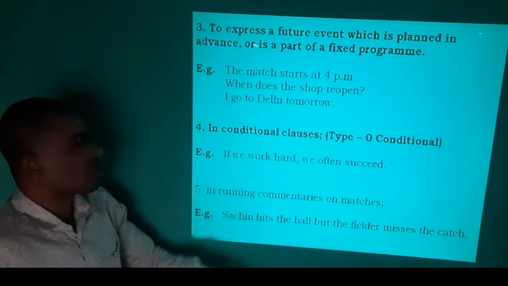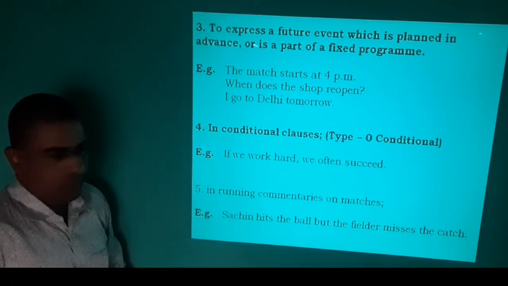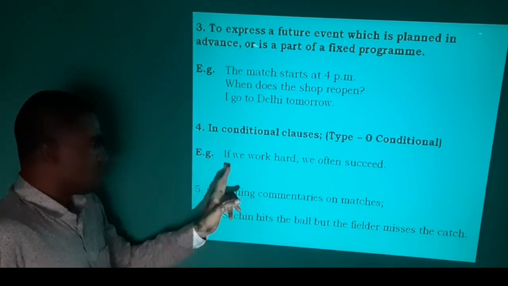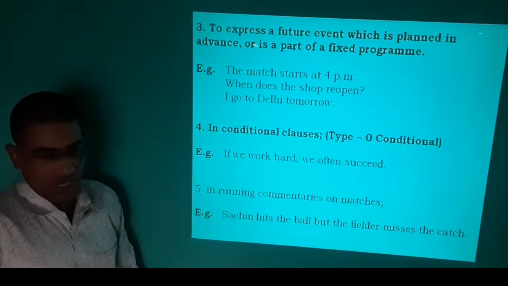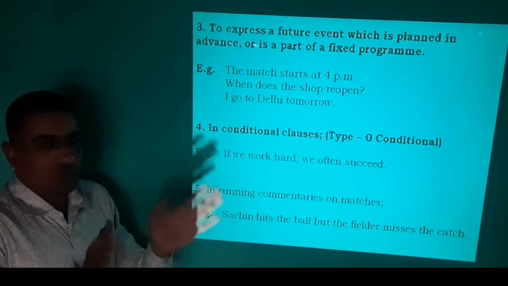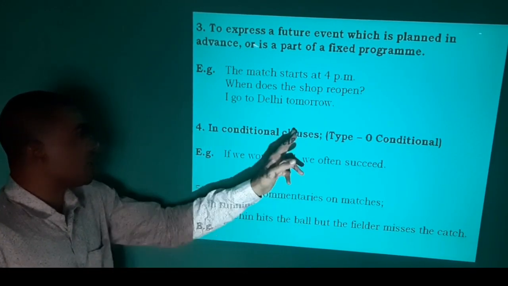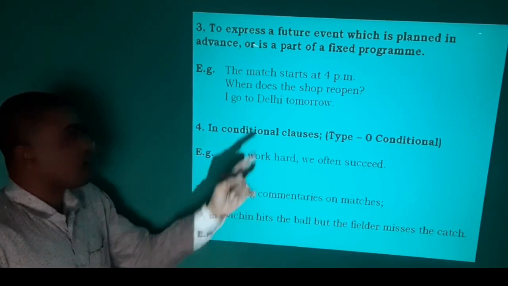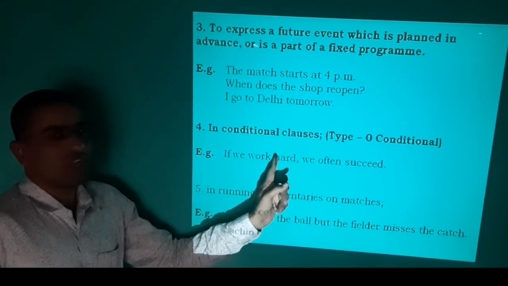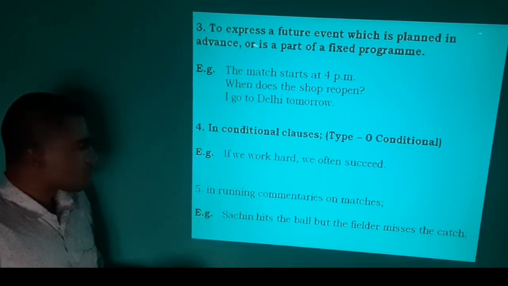And next, in conditional clauses, when you talk about the if clause or the conditional clauses, when you take type 0 conditional, in the type 0 conditional we just talk about the possibility. So if we work hard, we often succeed. If you heat ice, it melts. So all these things are possible. So when there is a possibility, certain to happen, such kind of things we take under type 0 conditional of the if clause, and we tell both in the simple present tense. Main clause as well as subordinate clause, both the clauses are said in the simple present tense.